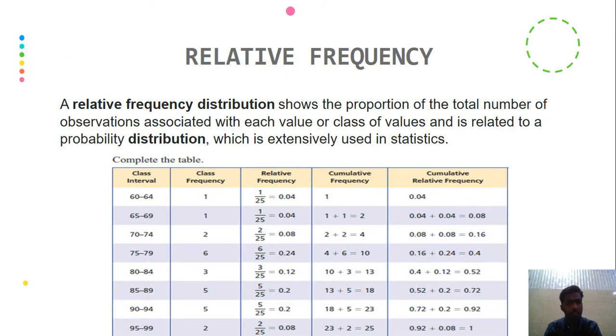Relative frequency. So what is relative frequency? A relative frequency distribution shows the proportion of the total number of observations associated with each value or class of values, and is related to a probability distribution, which is extensively used in statistics. Here is the table of relative frequency.